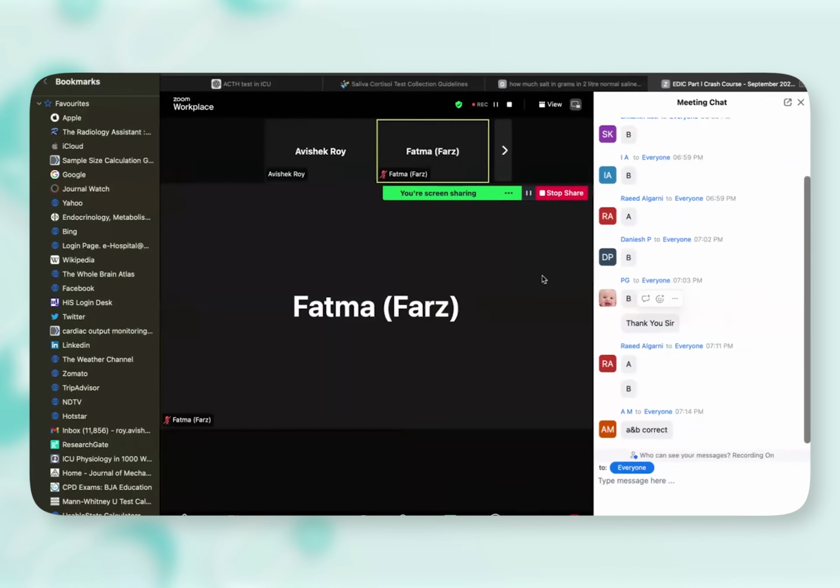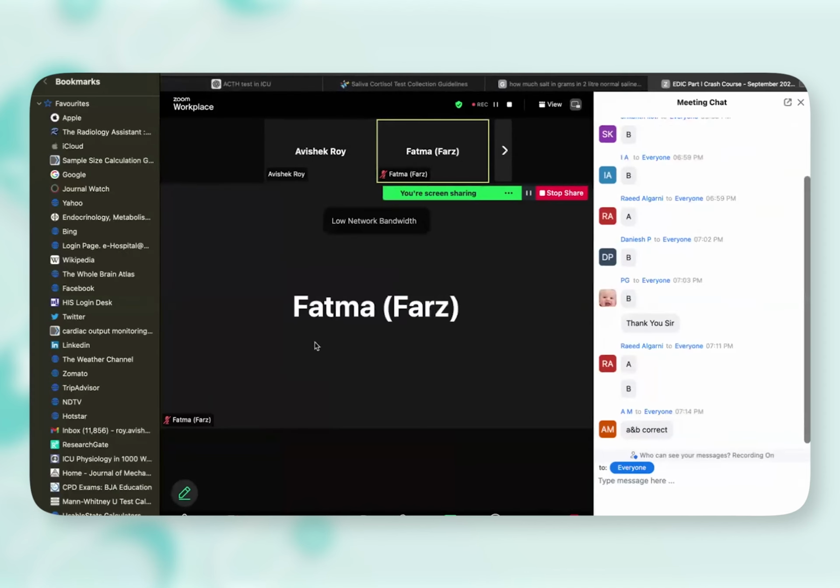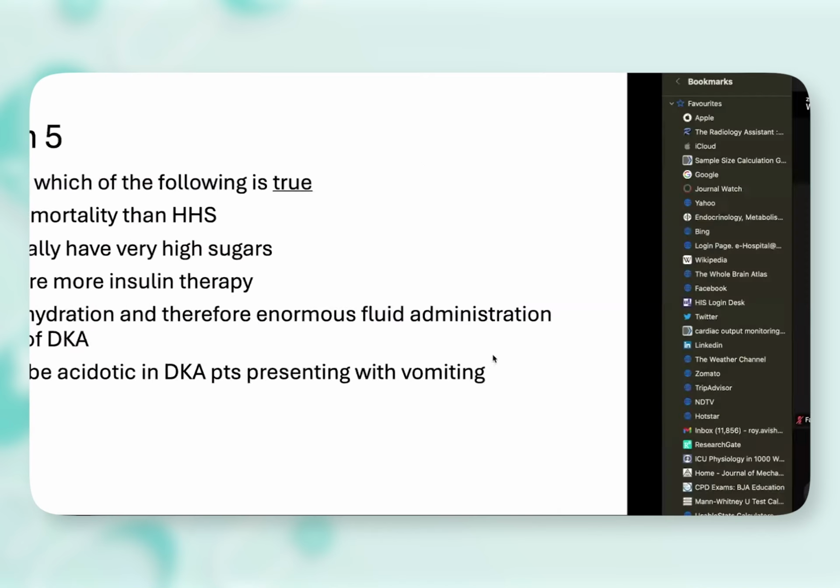Any answer? Any answer for question number 5? Which of the following is right? So I'll discuss the answer.